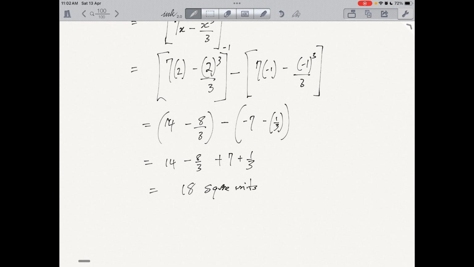In our next video, we'll be taking a look at area between curves. So we might be given two curves and we have to find the area between the two curves.